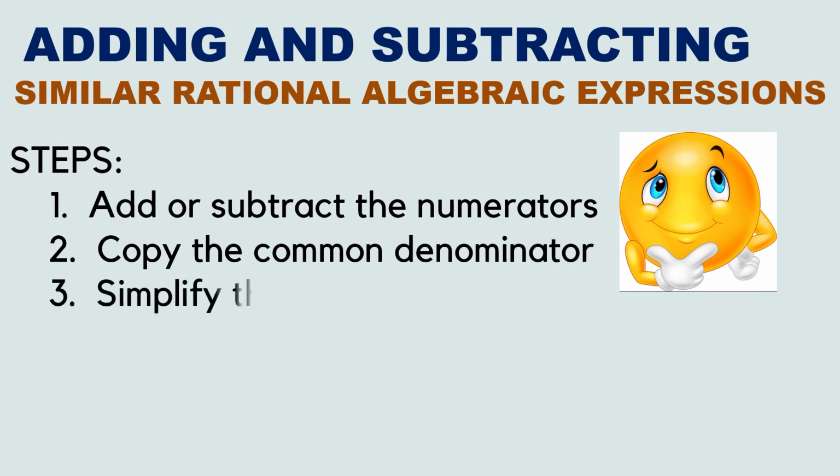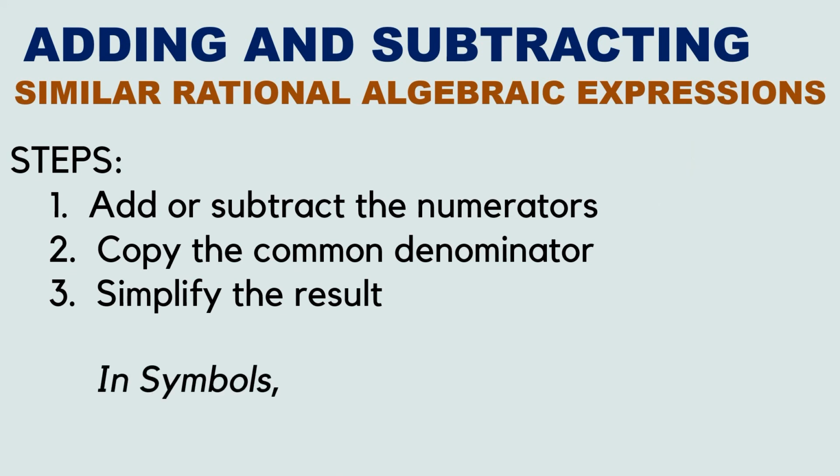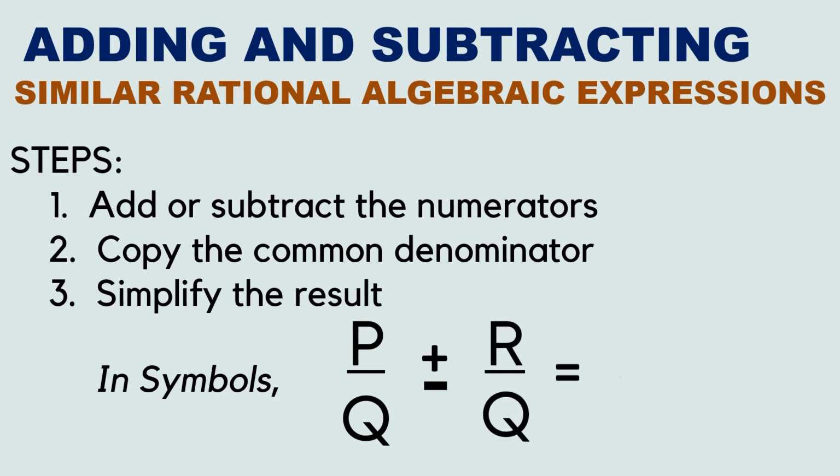So in symbols, if we have the rational expressions in the form of p/q and r/q, adding the two rational expressions will give us (p plus r)/q, and subtracting the two rational expressions, we have (p minus r)/q. So again, p/q plus or minus r/q equals (p plus or minus r)/q. We simply copy the common denominator and simplify the given result.